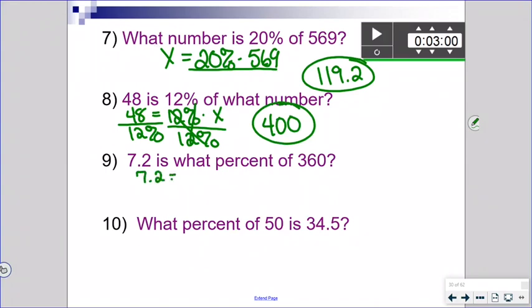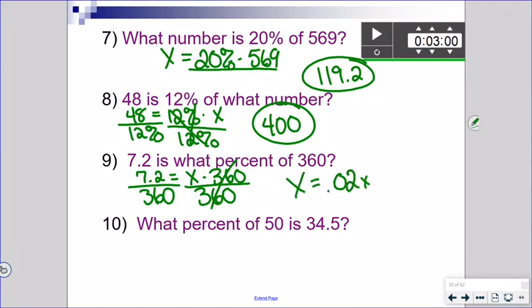7.2 is what percent of 360? Divide both sides by 360. When you do that, X will equal 0.02, but that's not a percent yet, not until you multiply it by 100, in which case you'll get 2%.